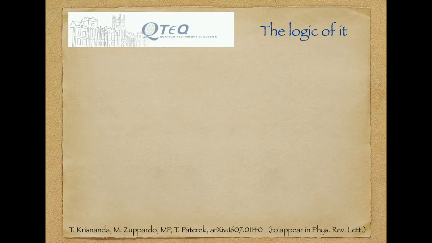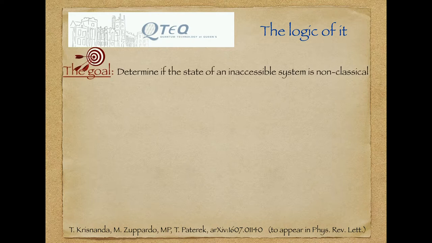Given that the logic towards inferring this quantumness of inaccessible systems is a little bit convoluted, let's go through it together step by step, the logic of the result that I would like to show. So what is the goal? The goal is to determine whether the state of a system that you cannot access directly, that you cannot poke, is classical. You want to determine whether or not it's classical without touching it, without measuring, without doing anything on it, because you simply can't.